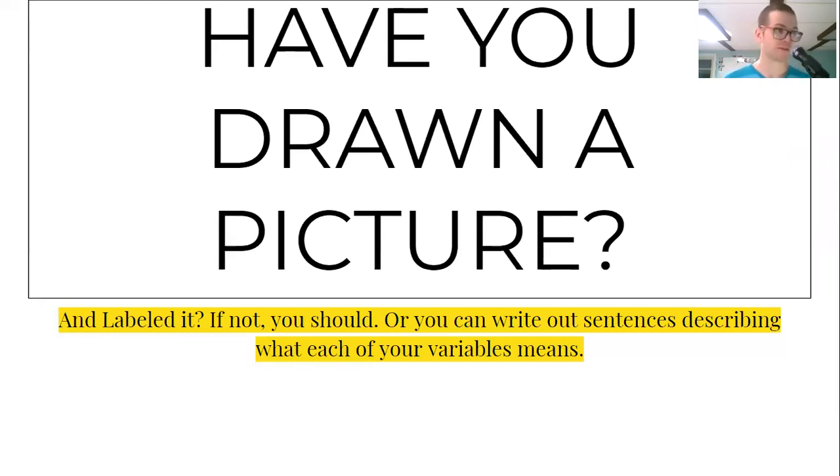Now, I didn't redraw pictures because I already had something, but you should always redraw the picture, so you can label it and kind of go from there. And maybe I should model that better, not just say, well, I didn't do it, but you should. That's kind of a silly thing to say. But anyways, have you drawn a picture? You should. If you haven't, draw one, label it, make sure you've defined what each variable represents.